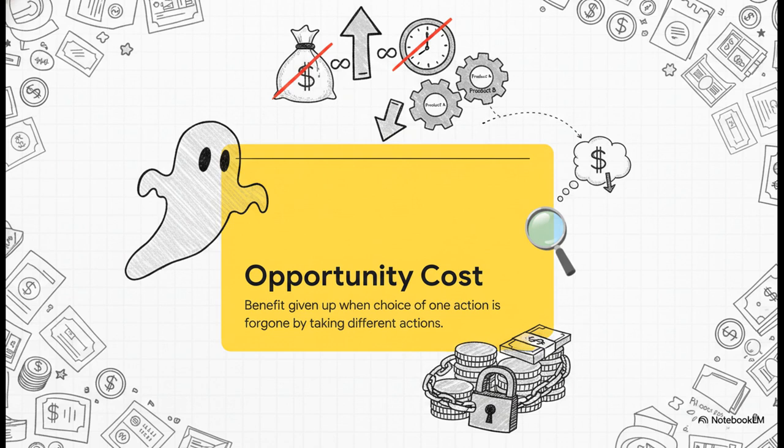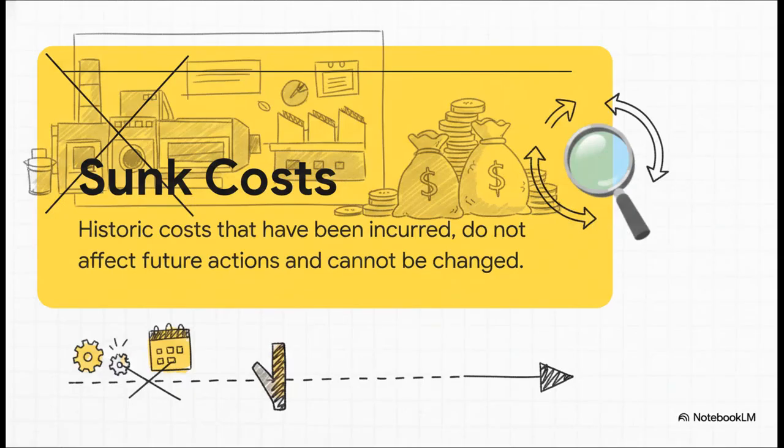And here is the critical takeaway. Opportunity cost only applies to scarce resources. If you have unlimited time and unlimited cash, well, opportunity costs don't exist. But in the real world, choosing to use a machine for product A literally means you can't use it for product B. That lost profit from product B, that is a very real, very relevant cost you absolutely have to consider.